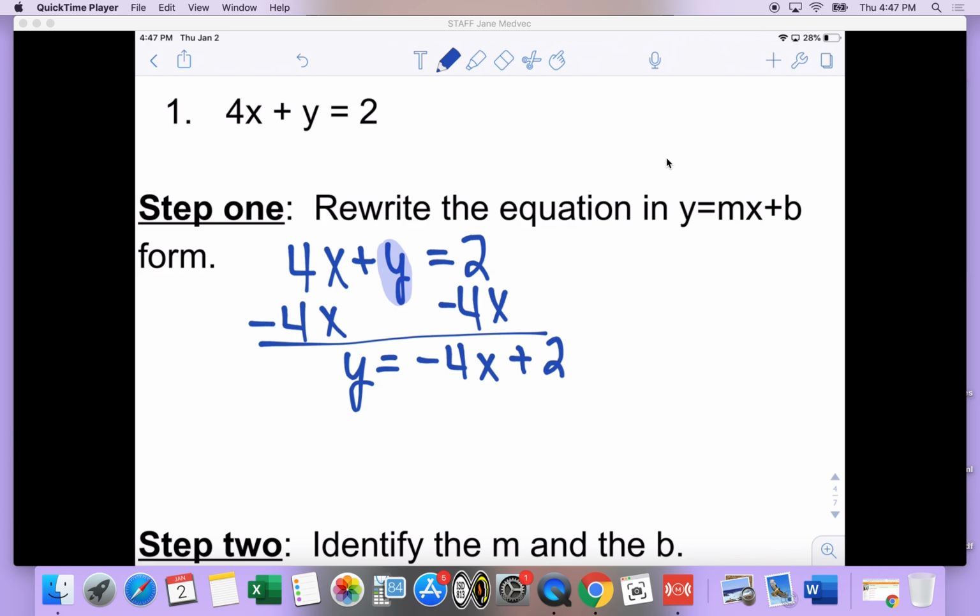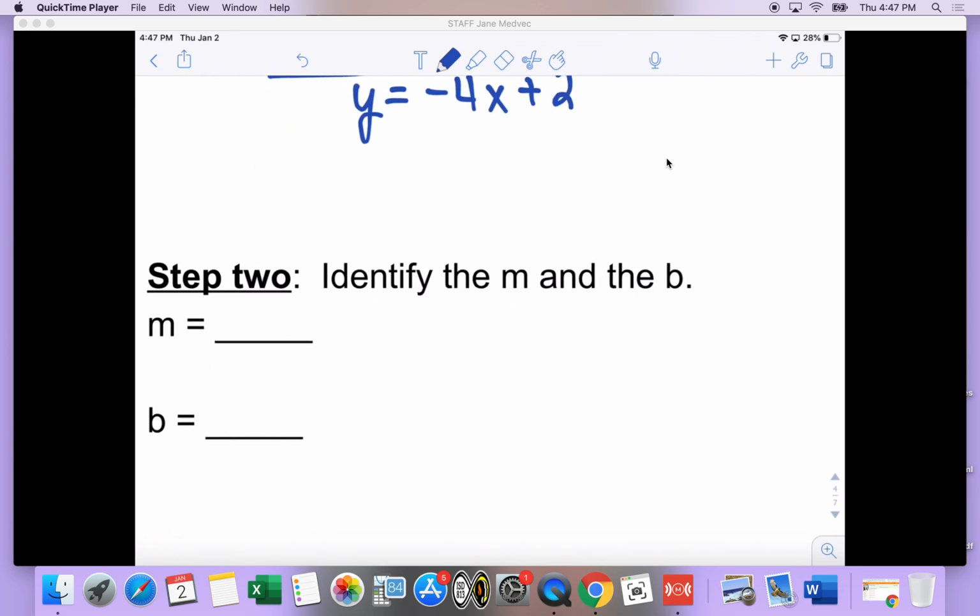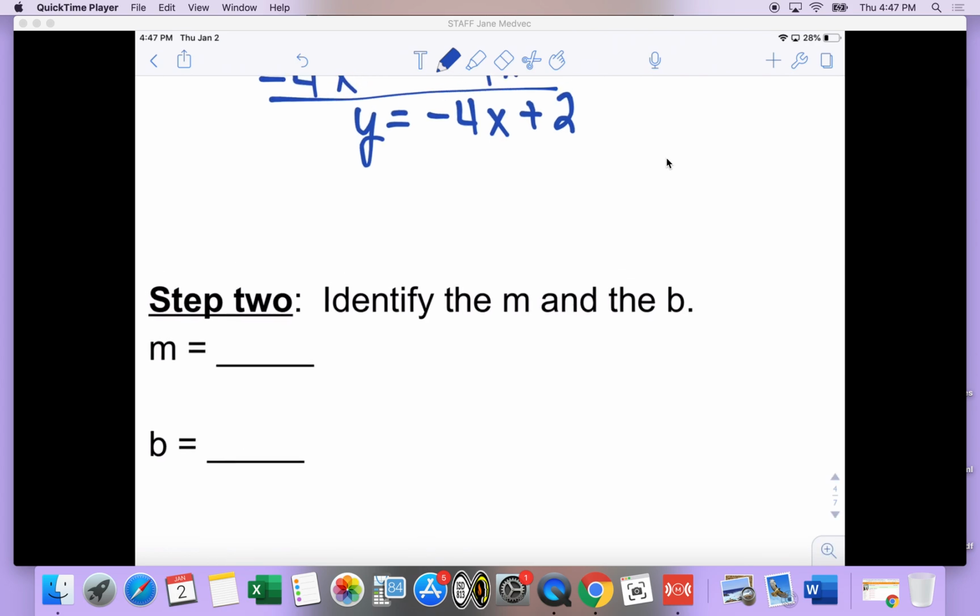Now we're going to move on to step 2. Step 2 says that I'm going to identify the m and the b. So if I take a look at this again, the number in front of the x is my m. So it's going to be negative 4 or negative 4 over 1. And yes, I want you to write both of them. And then my b is this number hanging off here, and that is a 2. Now you're done with step 2.